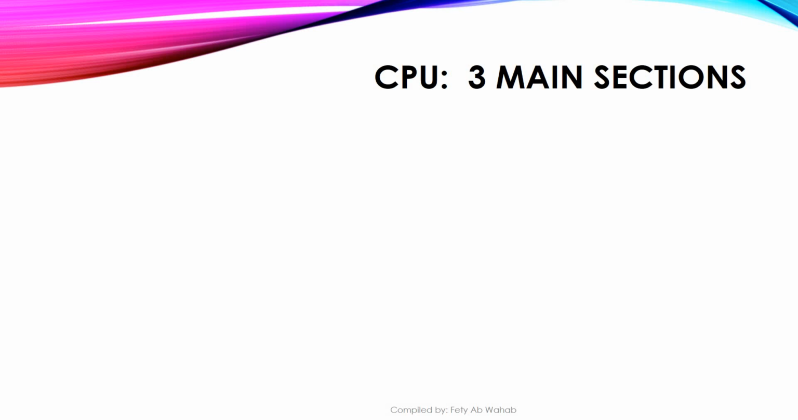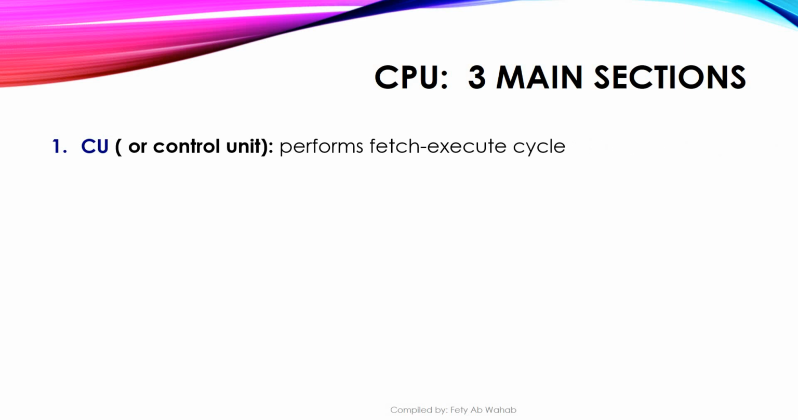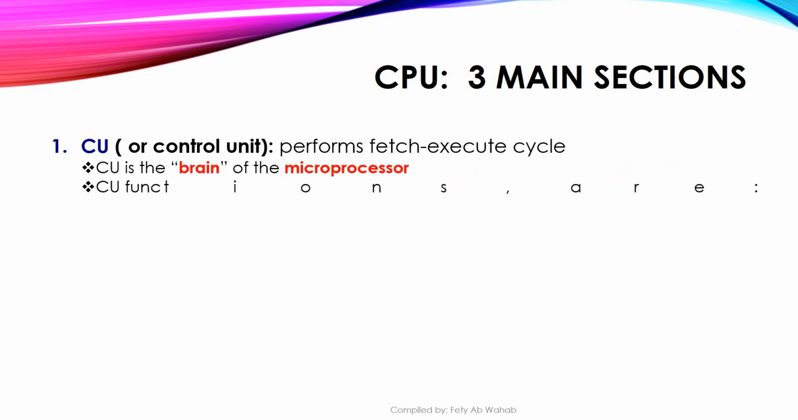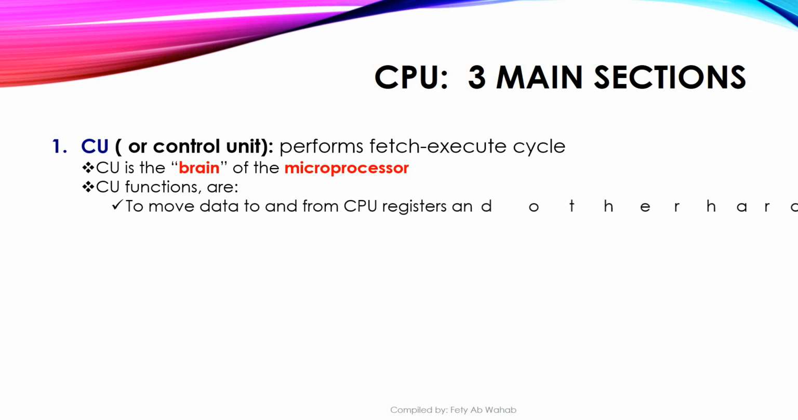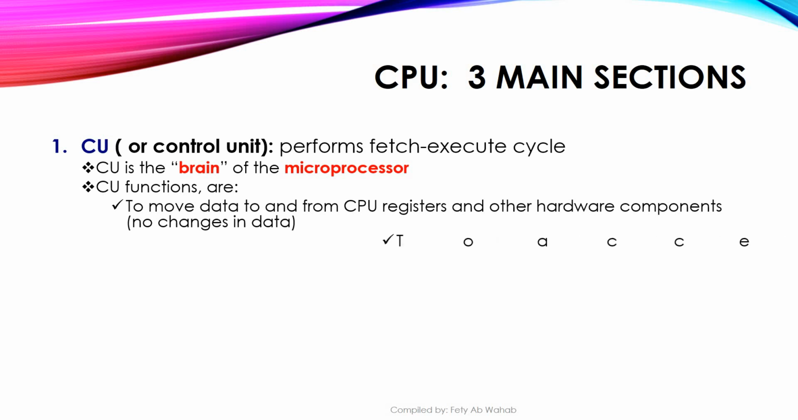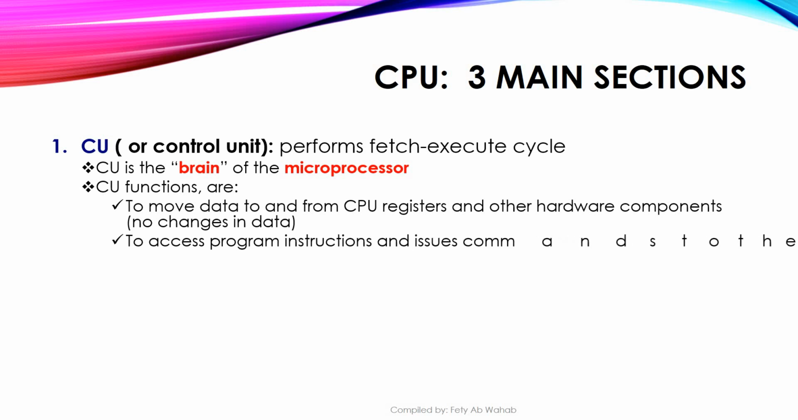CPU, 3 main sections. CU, or control unit, performs fetch-execute cycle. CU is the brain of the microprocessor. CU functions are to move data to and from CPU registers and other hardware components, with no changes in data, to access program instructions and issue commands to the ALU.